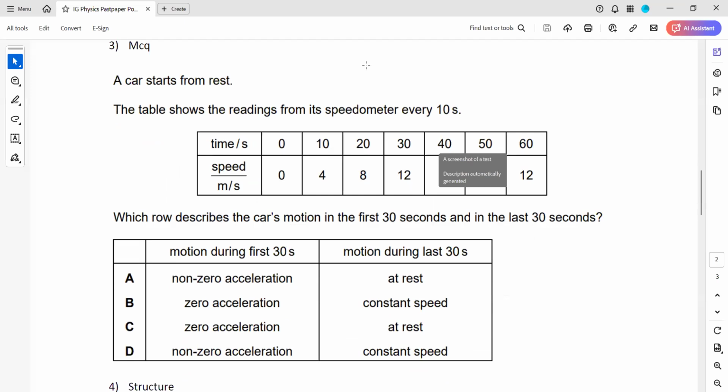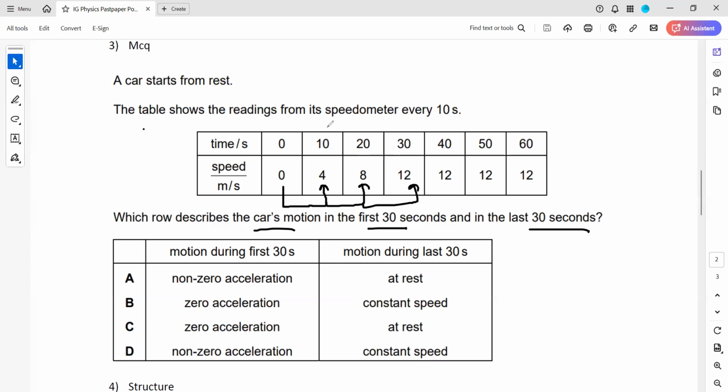A car starts from rest. The table shows a reading of the car from its speedometer every 10 seconds. Which row describes the car's motion in the first 30 seconds and the last 30 seconds? In the first 30 seconds, it changes from 0 to 4 in the first 10 seconds, then 4 to 8, then 8 to 12. So what does it mean? It means the speed changes by the same value every time interval.